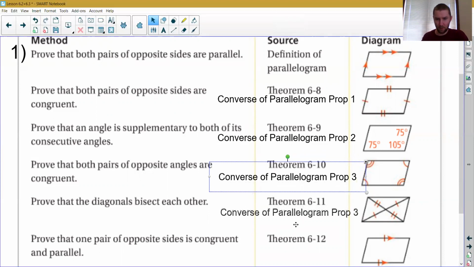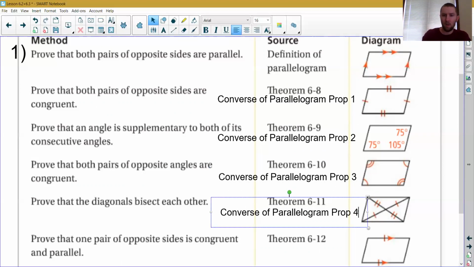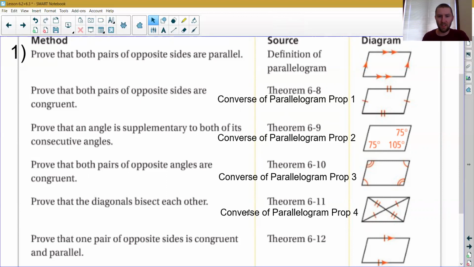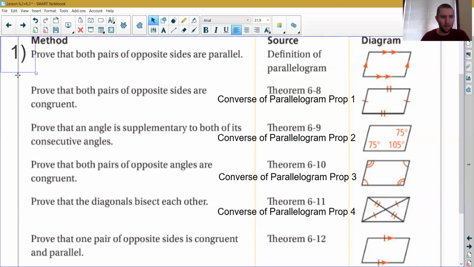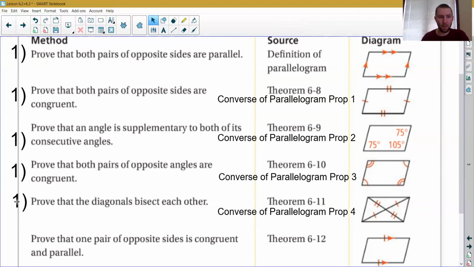And the converse of property 4 would be prove that the diagonals bisect each other. If the diagonals cut each other in half, then we know it's a parallelogram. And then, of course, at the end, we have Theorem 6-12. And that one, again, involves one pair of opposite sides being both parallel and congruent to each other, okay?